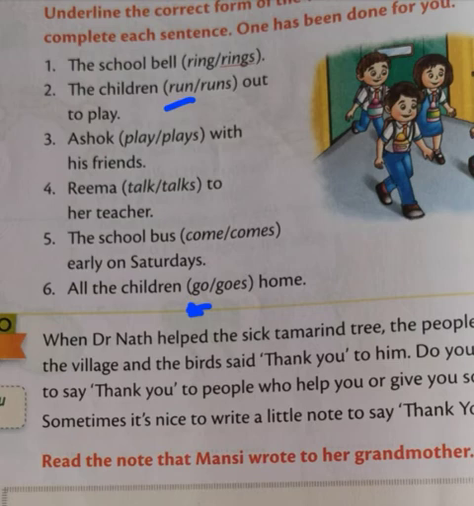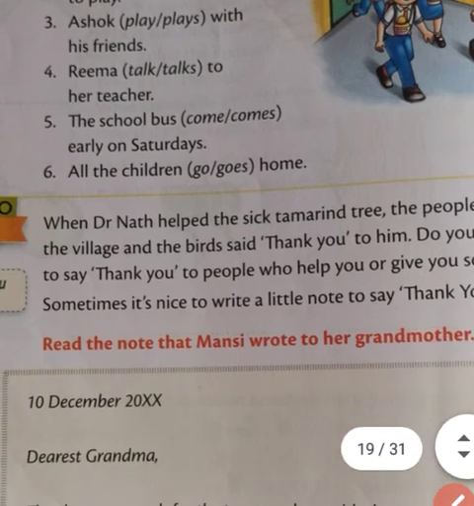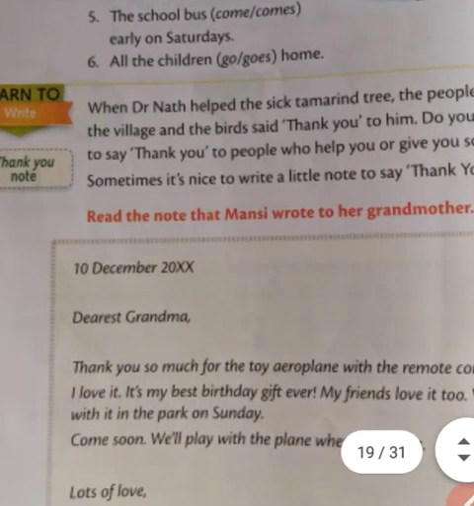Ashok. Here we will underline plays. Okay, Rima talks. The school bus comes. Okay, and all the children go. Got it? Hope you would understood. See, so you have to solve this exercise and copy these sentences in book number 1. Okay, see next. What is next exercise?